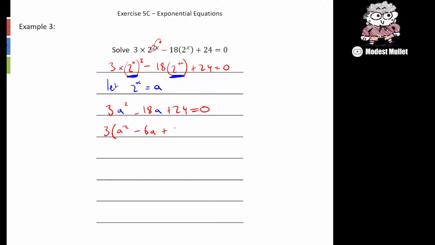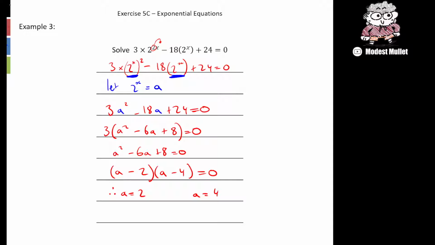6a plus 8 is equal to 0. We can divide both sides by 3, so we're now left with a squared minus 6a plus 8 is equal to 0. Because we took the common factor out, we can now just factorize using inspection. Multiply to give me 8, add to give me negative 6, that's going to be negative 2 and negative 4. Therefore I get a is equal to 2 or a is equal to 4.